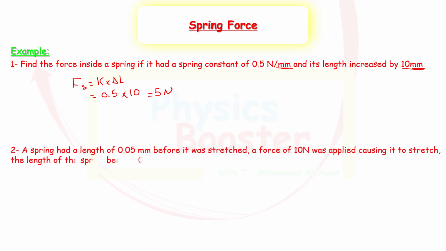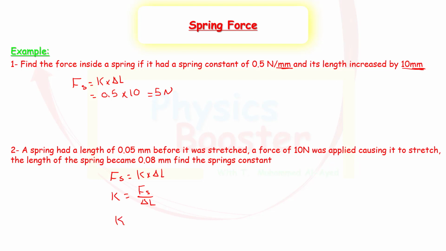Next question. It says here that a spring had a length of 0.05 millimeters before it was stretched. A force of 10 newtons was applied, causing it to stretch. The length of the spring became 0.08. Find the spring's constant. Fs is equal to K multiplied by delta L. I can say in this case that K is equal to the force inside the spring divided by the change in length.